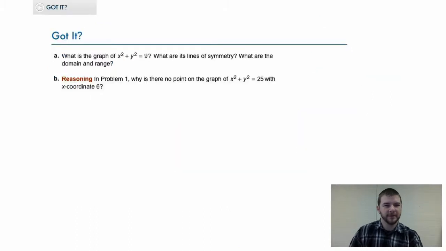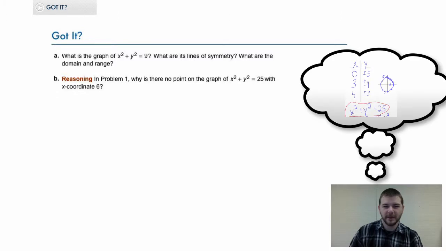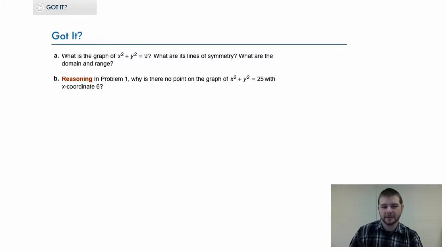And the opportunity you've been waiting for, a chance to show that you have got it. A, what is the graph of x squared plus y squared equals 9? What are its lines of symmetry? What are the domain and range? Sounds strangely familiar. And B, a reasoning problem. In problem 1, why is there no point on the graph of x squared plus y squared equals 25 with an x coordinate of 6?